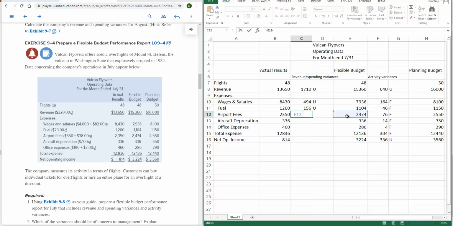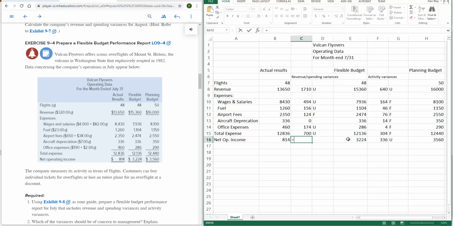Airport fees, $24.74 minus the $23.50, $124, but that's lower than the flex budget, so we'd say that's favorable. No difference for depreciation. Office expenses, $460 minus the $286, and there's $174. Again, it's greater in the actual than it should have been given the flex, so that's unfavorable. Total expenses, $12,836 minus the $12,136, $700, again unfavorable.